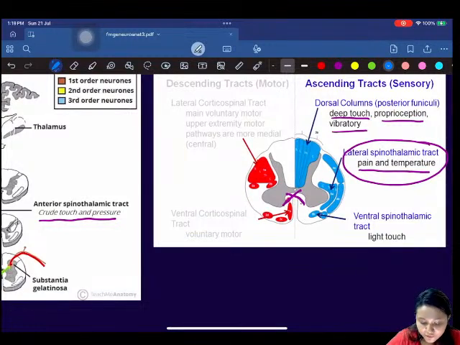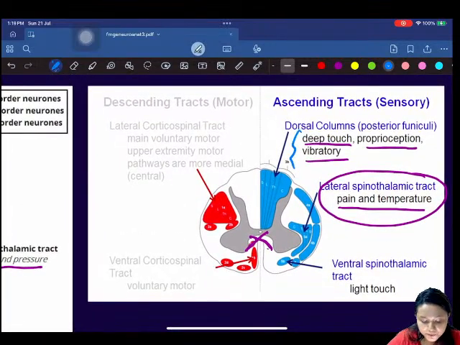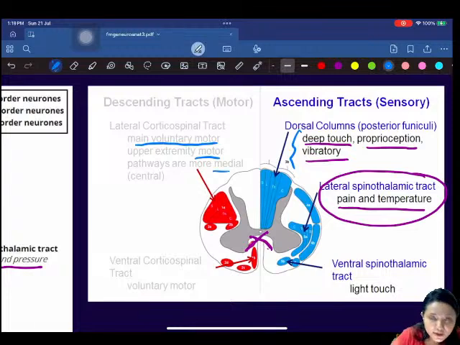And if they ask about the dorsal column, it is your deep touch, proprioception, and vibration. If it is about the descending tracts, they are mainly motor. These are the voluntary controls. And if they are asking about the ascending tracts, mostly it is concerned with pain, touch, and temperature, and that is on the lateral part.